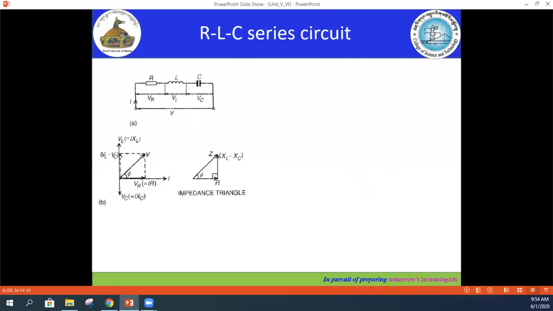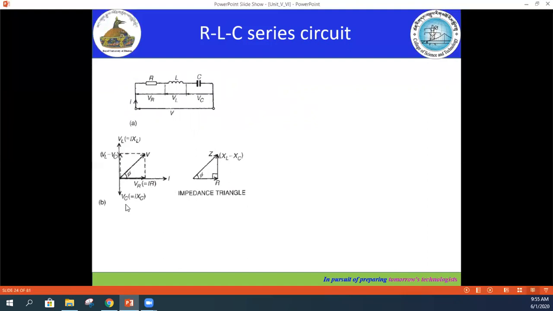Now this is the final combination, the R, L and C series circuit. Here the supply voltage is connected in series with the R, L and C. If you draw the phasor diagram considering it as purely inductive, purely capacitive and purely resistive, you will have it like this. At the 0 degree angle, we'll have VR. At the plus 90 degree, we'll have VL. And at the minus 90 degree, we'll have VC.